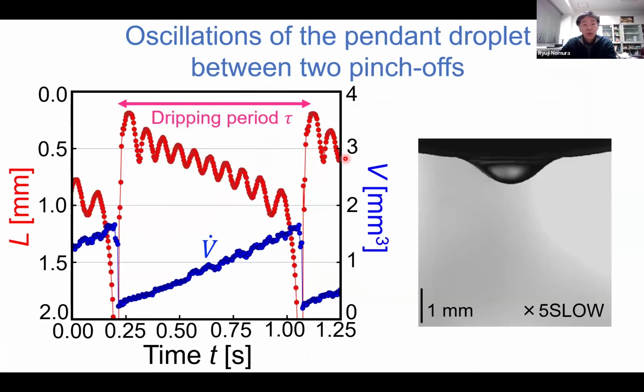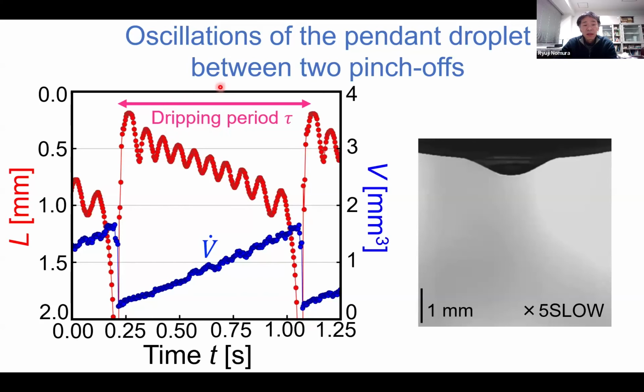So this is the length of the droplet and the volume of the droplet as a function of time that we measured. Here, the droplet is stretched, and this means that at this point the droplet is pinched off, like this. Just after the pinch-off, the remaining pendant droplet on the bottom of the cup starts to oscillate in this way due to the recoil of this pinch-off. Around here, it's again stretched downward and pinched off at this time, and repeats this process.